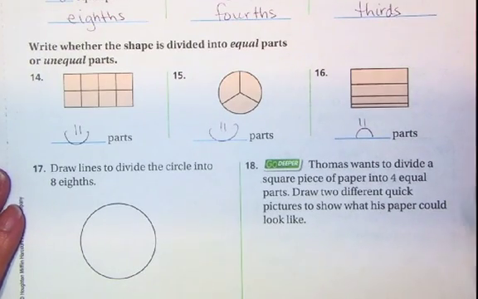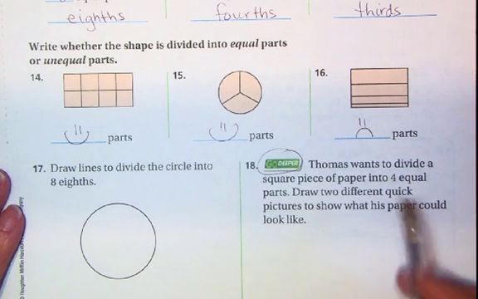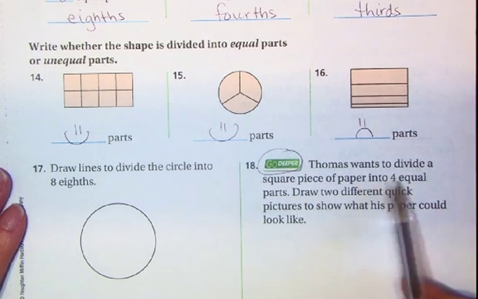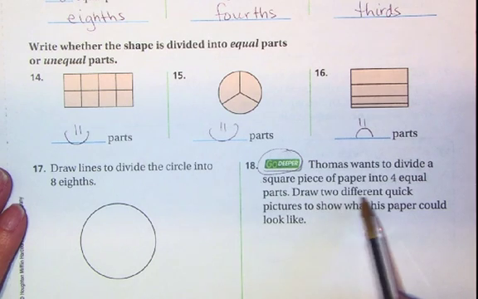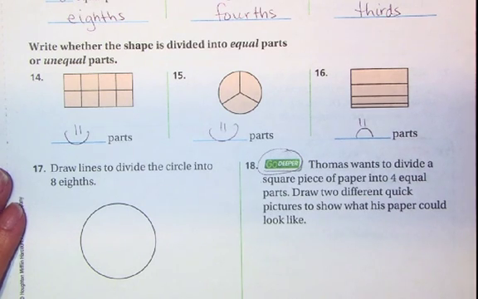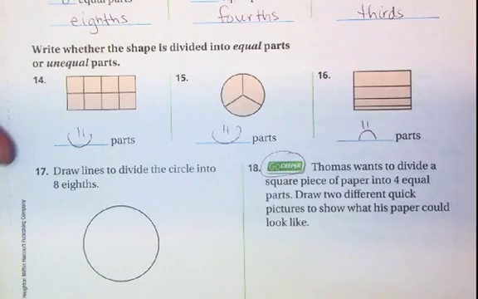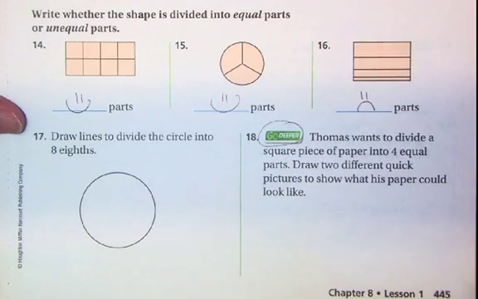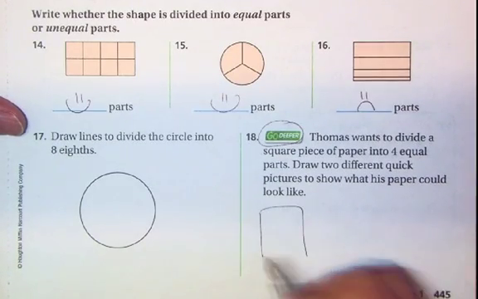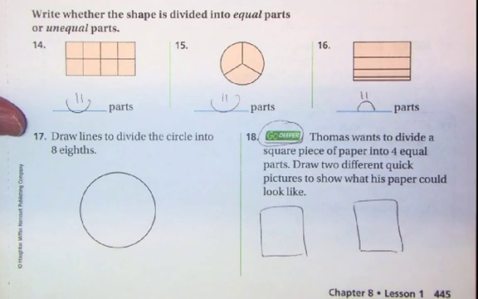Thomas wants to divide. Let's go deeper. Thomas wants to divide a square piece of paper into 4 equal parts. Draw 2 different quick pictures to show what his paper could look like. Now, if we were live, you would be telling me some of your options. I have a square. I have a square.